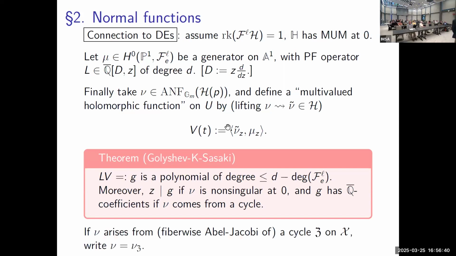If U arises from a cycle, by which we mean you're taking fiberwise Abel-Jacobi, you're slicing the cycle that lives on the total space by a fiber of the total space by our projection. And then you are doing Abel-Jacobi fiber by fiber to get the normal function. In that case, we'll just write mu Z.